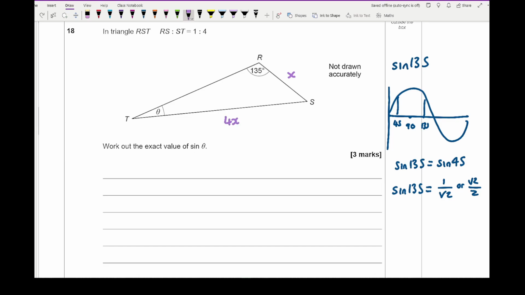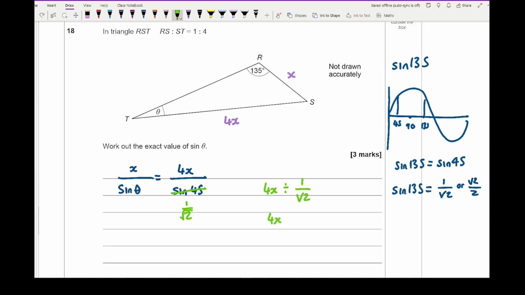From this, we can use the sine rule to work this out. So we've got x over sine theta is equal to 4x over sine of 45. Now we know what sine 45 is, and again you can choose whichever you prefer, so I'll go for 1 over root 2, and then we've got 4x divided by 1 over root 2.